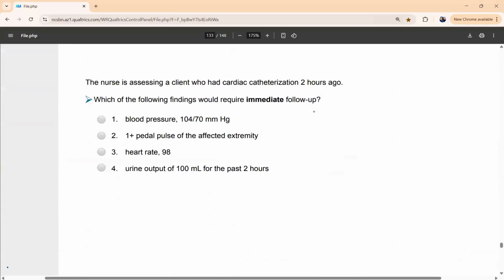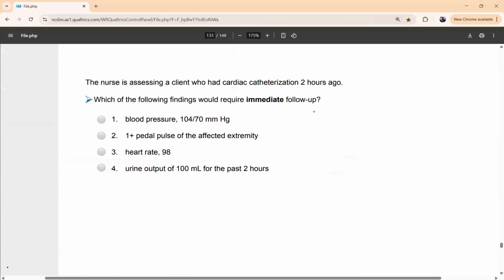Answer this question. The nurse is assessing a client who had cardiac catheterization 2 hours ago. Which of the following findings would require immediate follow-up? Okay, immediate follow-up, the one that you say is a priority, right?